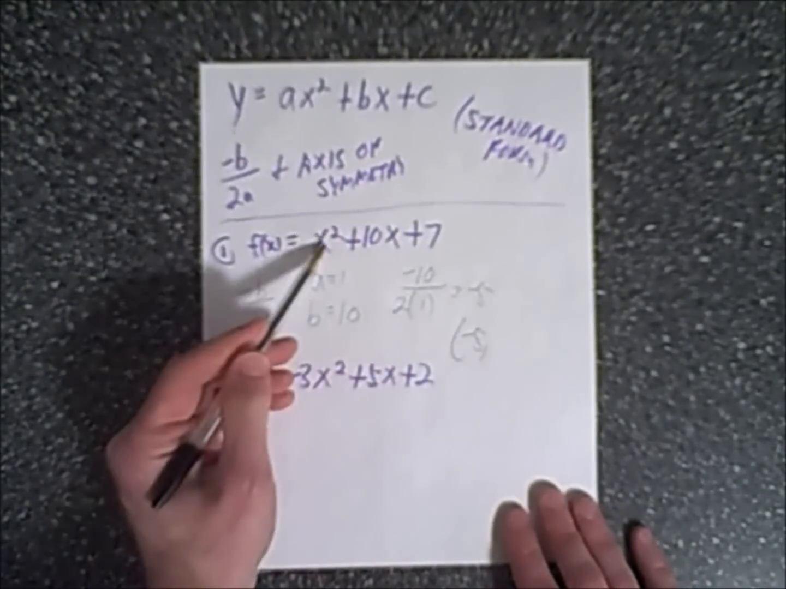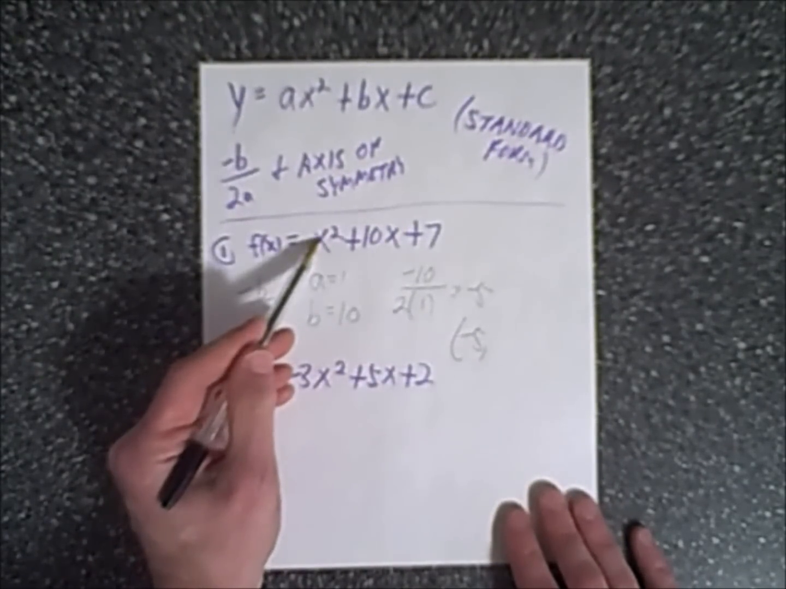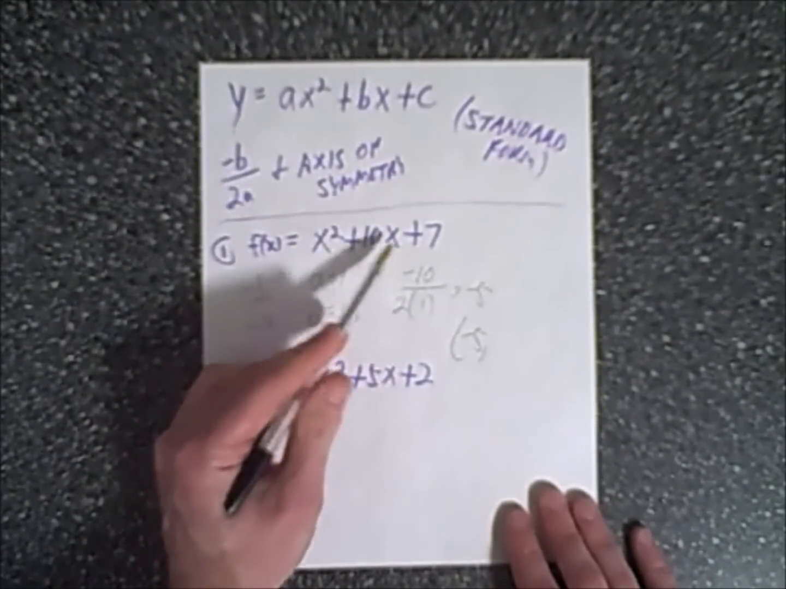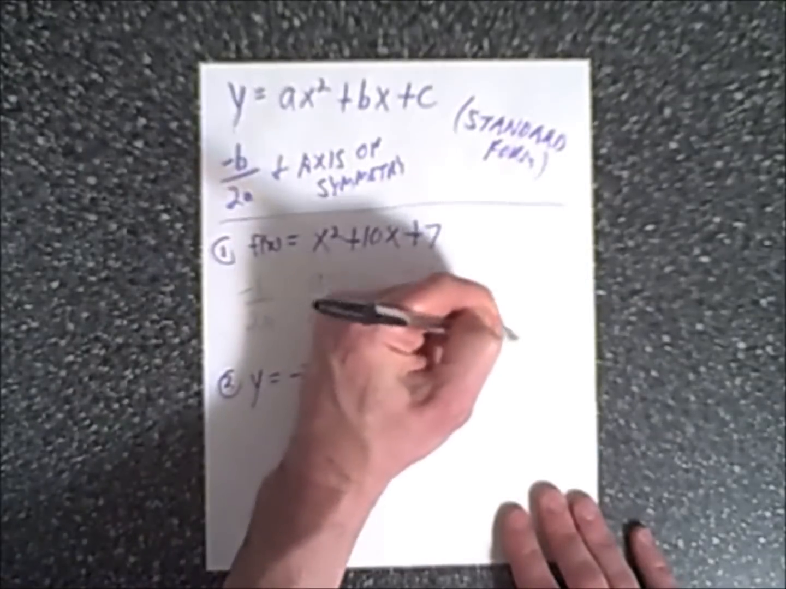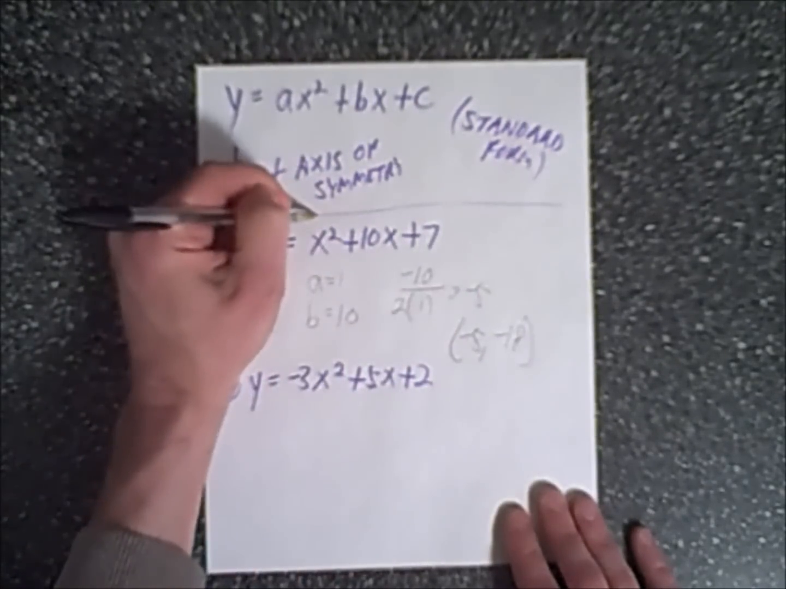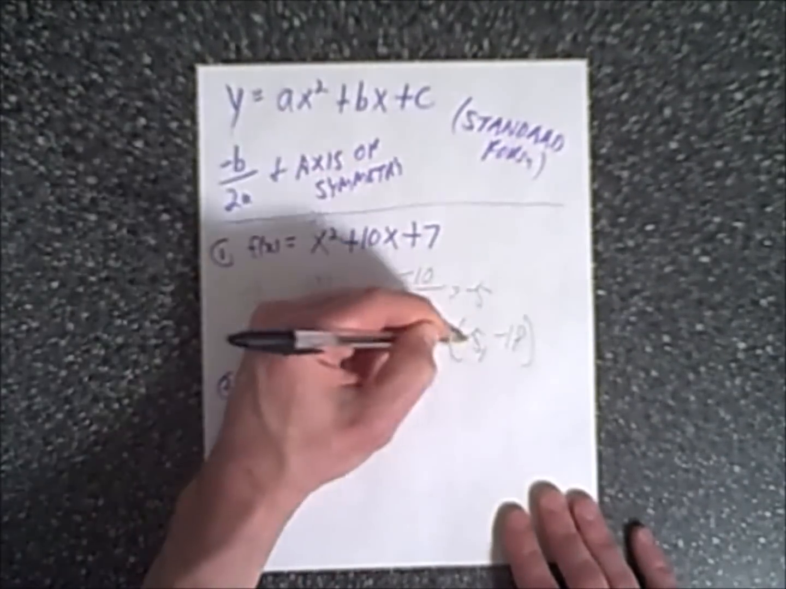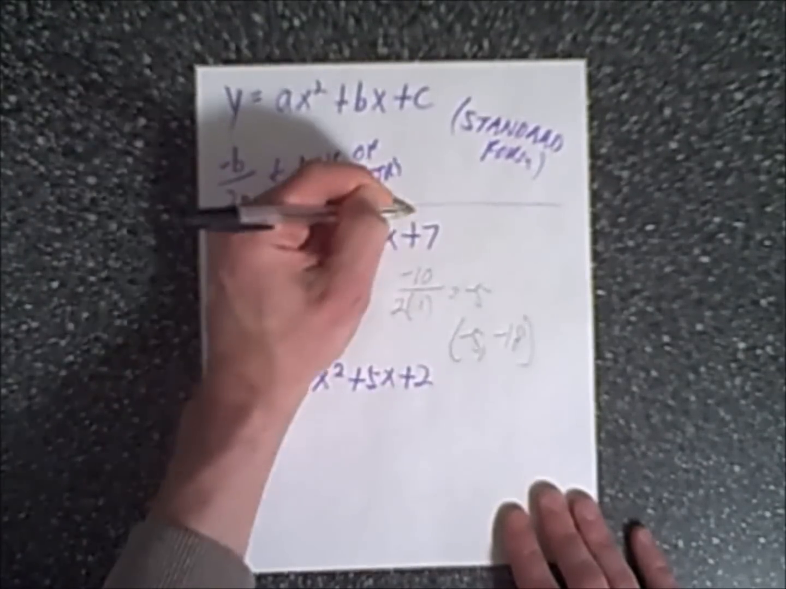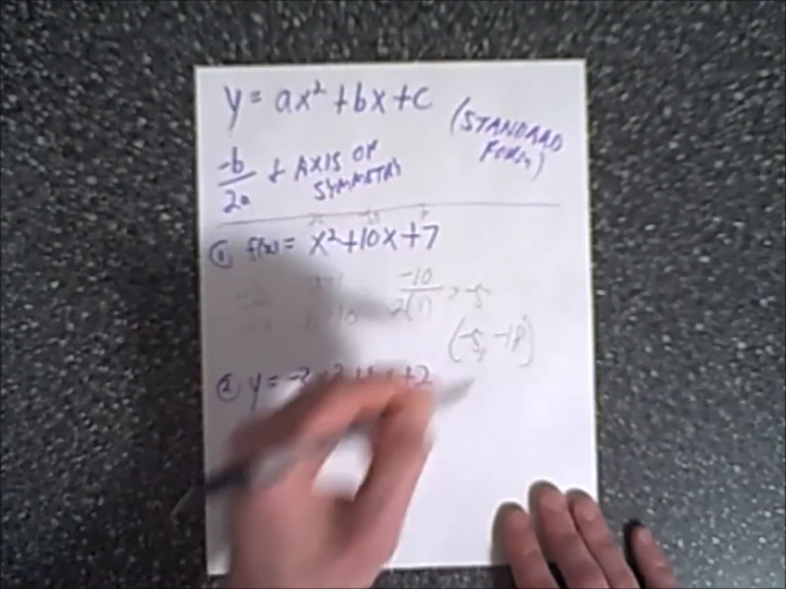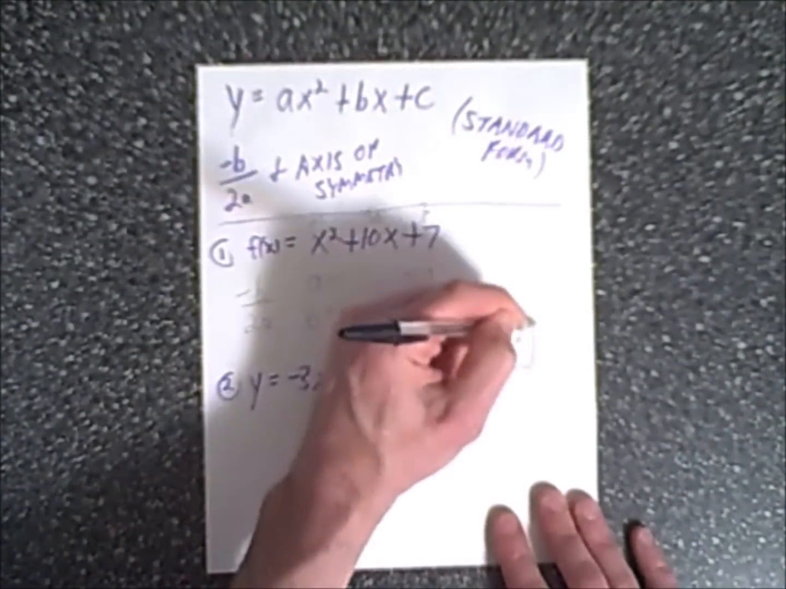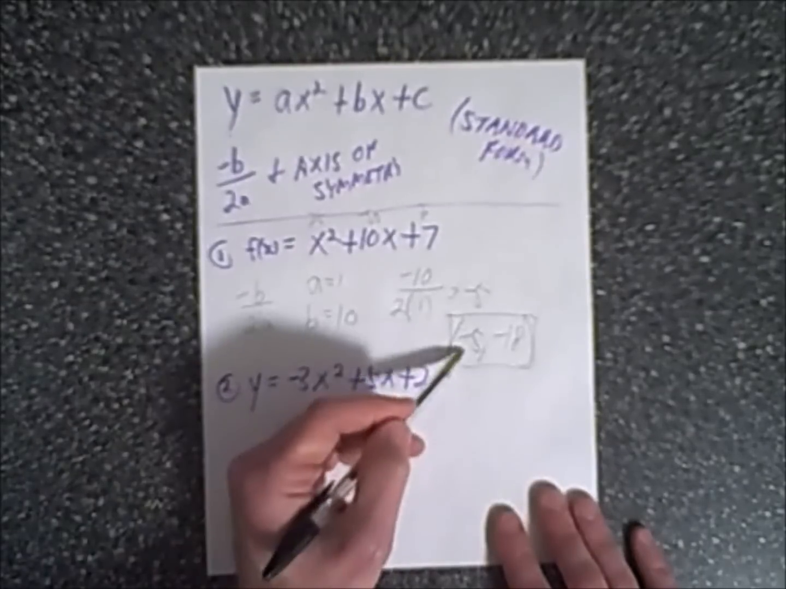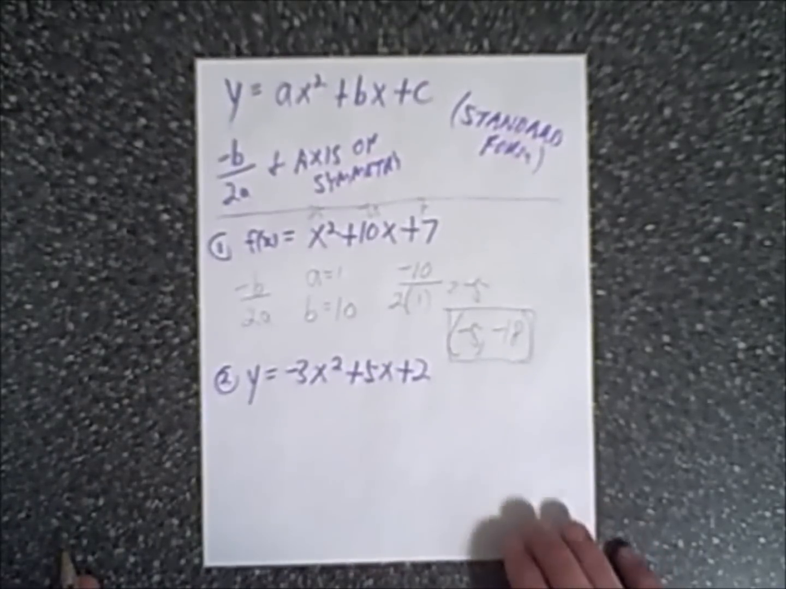So we plug negative 5 in and we get 25 minus 50 plus 7, which is negative 18. Again, negative 5 squared is 25, negative 5 times 10 is negative 50, and plus 7, these add up to negative 18. Therefore, our parabola has a vertex at (negative 5, negative 18).